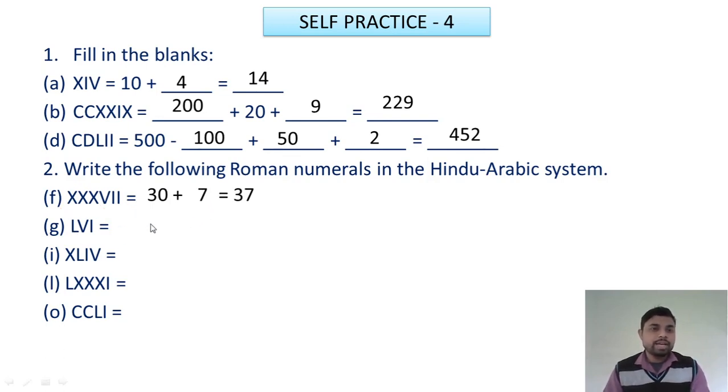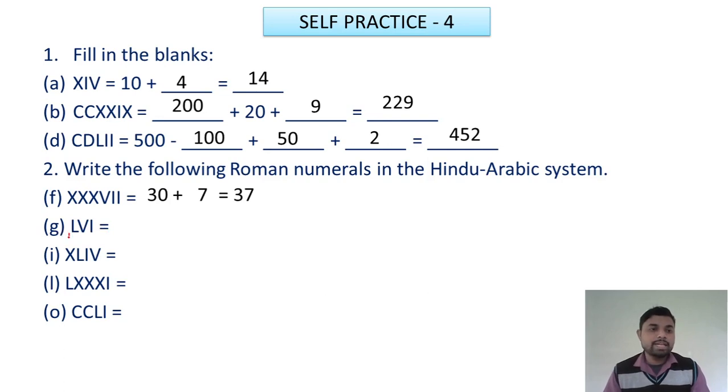Actually, in place of 7, you can write in this way: 5 plus 1 plus 1. That is also correct. Here for VII, I have written directly 7. Now come to G. LVI.